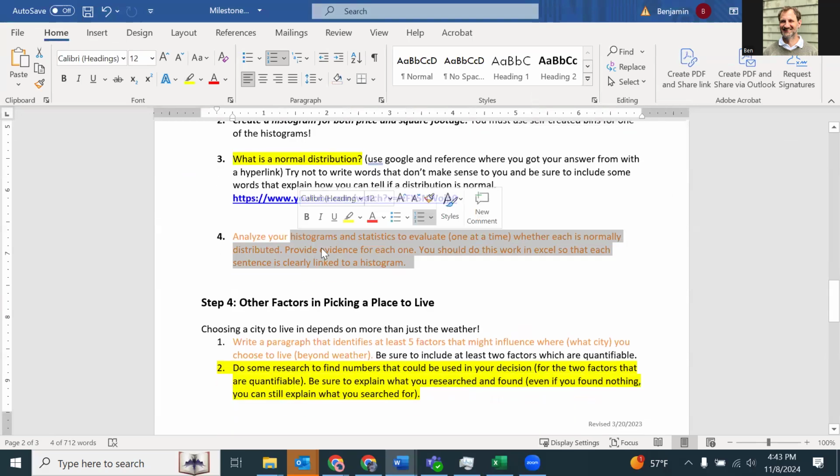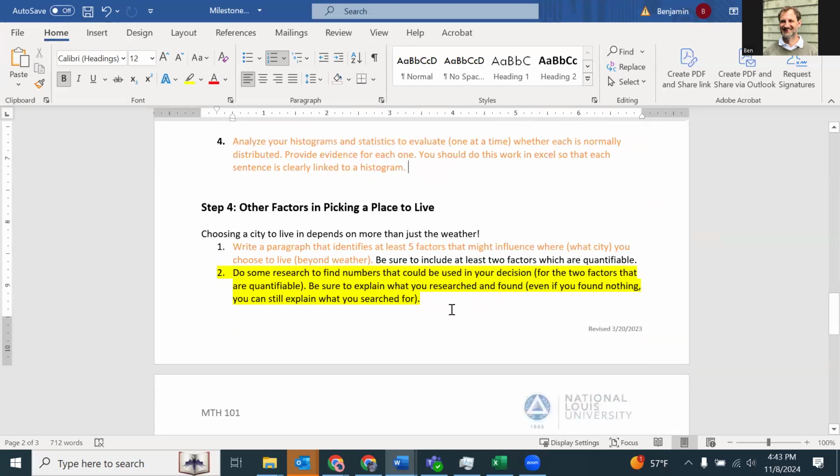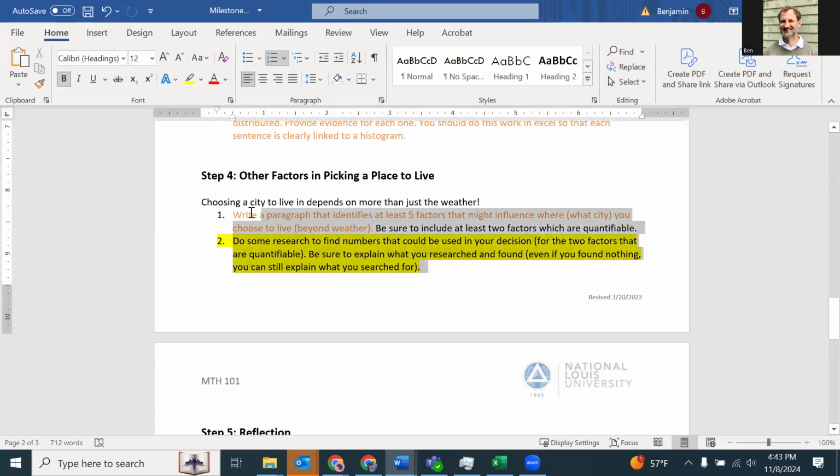When you're analyzing here, you're trying to link evidence. So you're practicing saying, this is what a normal distribution should be. I'm looking at my picture. It is normal because blah, blah, blah, or it is not normal because blah, blah, blah. We talked a little bit about this paragraph.